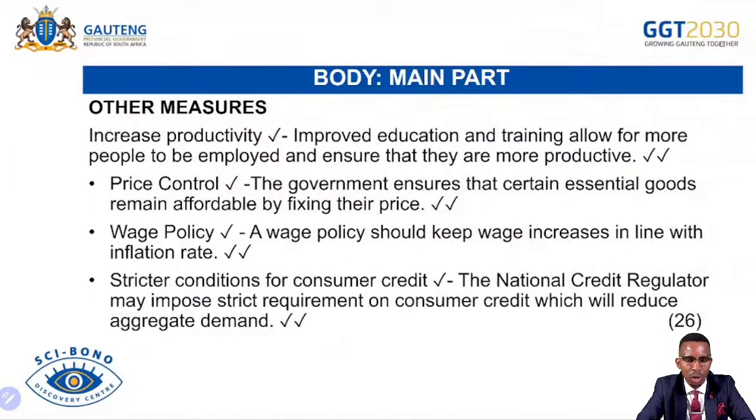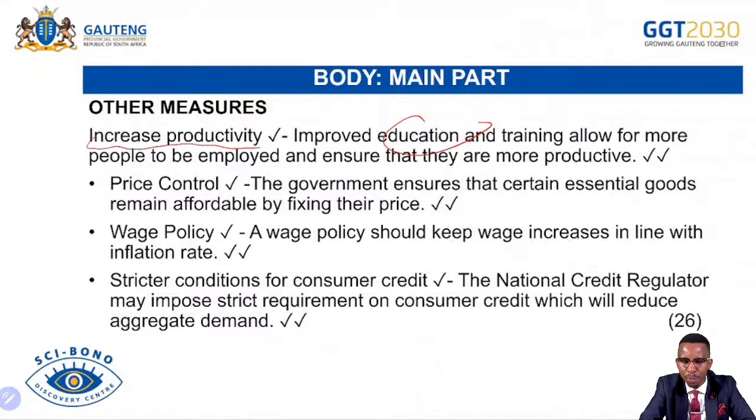Other measures we talk about in this case: increasing productivity. Remember, if ever there's a high level of productivity, that will always lead to more supply and lower prices. Improved education and training allows more people to be employed and ensures that they are more productive. So we talk about human resource development in the statement. Price control. The government ensures that certain essential goods remain affordable by fixing their prices. In this case, we talk about the price ceiling and price floors.